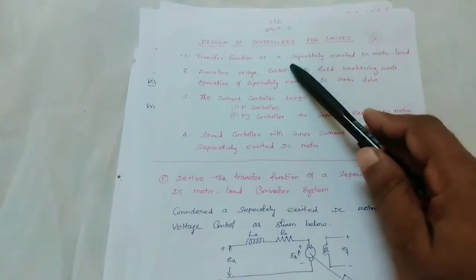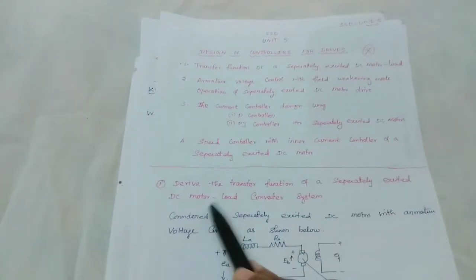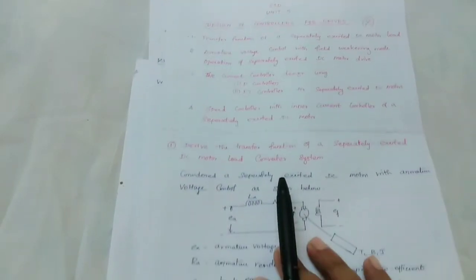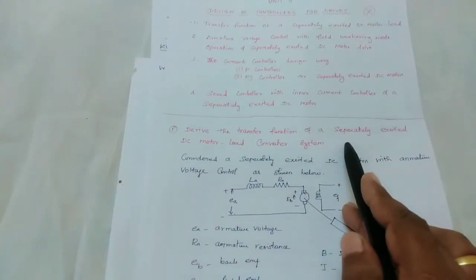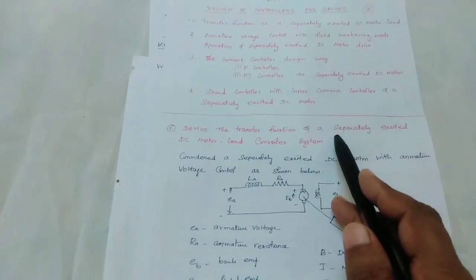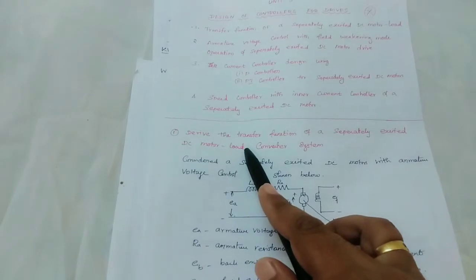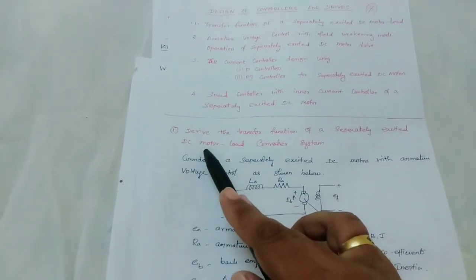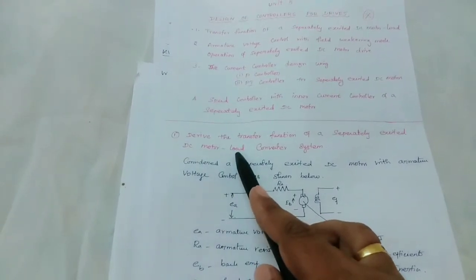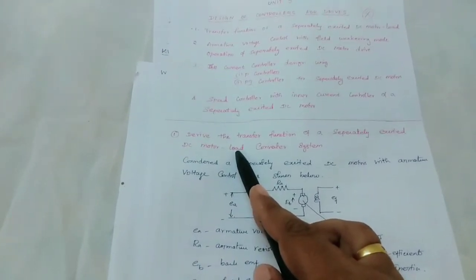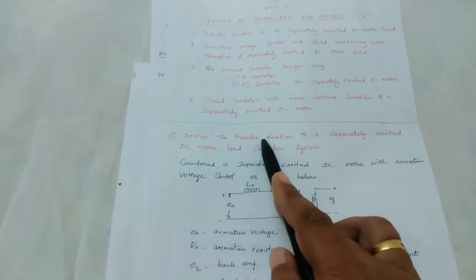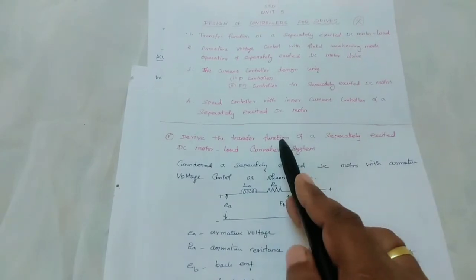Now we are going to see the first topic, that is the transfer function of a separately excited DC motor load system. Normally, transfer function means there must be an input and an output. In this motor load system, the input supply is given to the motor and the output is taken from the load. So we must know the electrical parameters and mechanical parameters to find the transfer function of this machine.